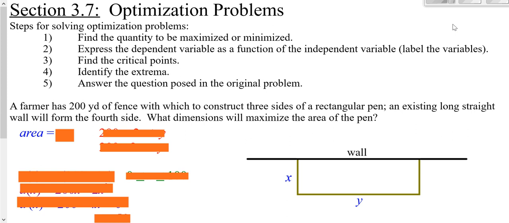So today we're going to look at optimization problems. Basically, given a situation, we're going to try to find the max or min for that situation.